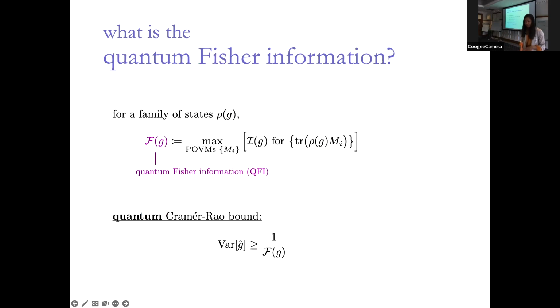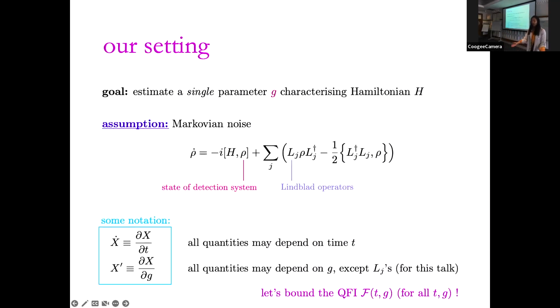And as you might expect, there's a quantum analog of the Cramér-Rao bound, which bounds how well you can estimate g by measuring rho in terms of the quantum Fisher information. Okay, so now let's analyze the quantum Fisher information, or I'll call it the QFI for short, in our setting of arbitrary Markovian noise.